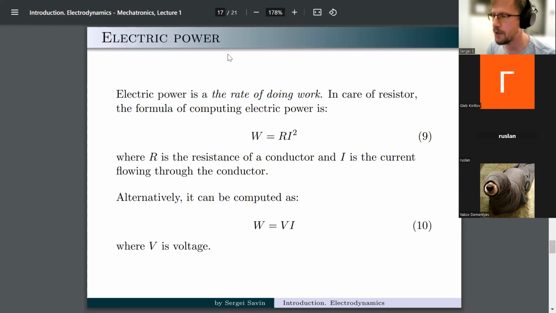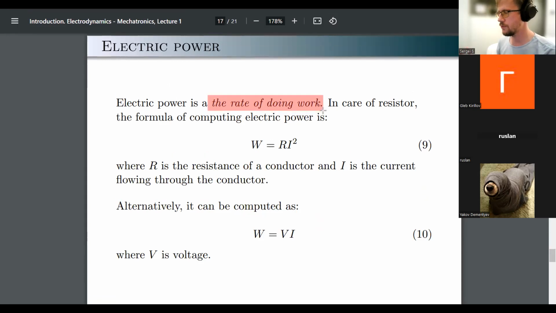Another one is electric power. We need to remember what electric power is. Electric power is the rate of doing work, like any power is the rate of doing work. Work is energy, measured in joules. It is always energy, a scalar quantity. And power is also scalar because it is the rate of doing work, the rate of change of energy. So it will be joules per second.